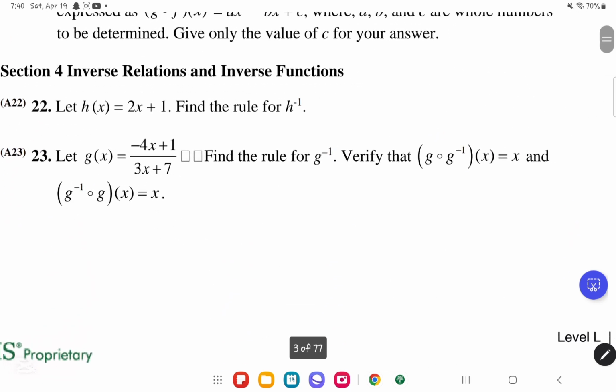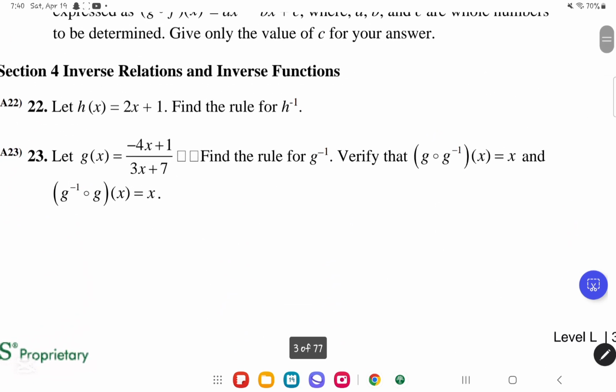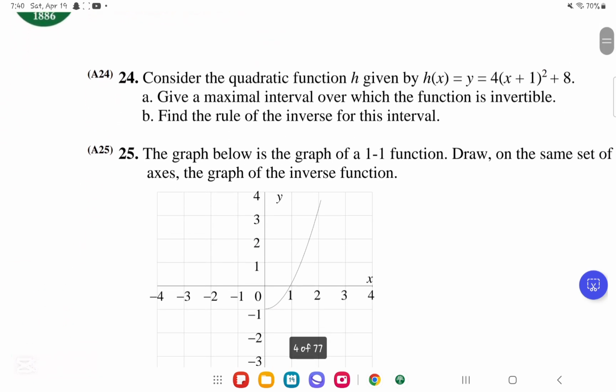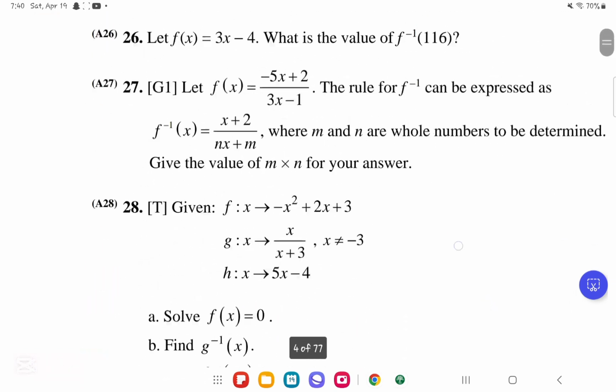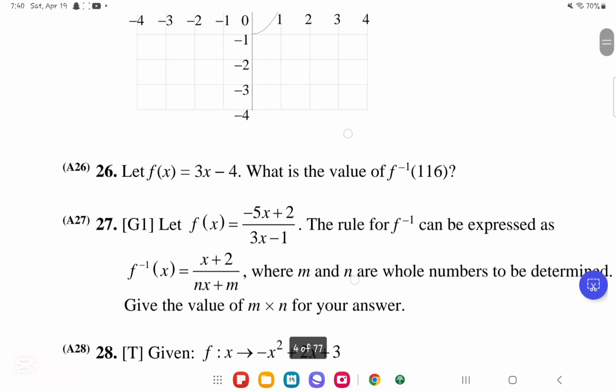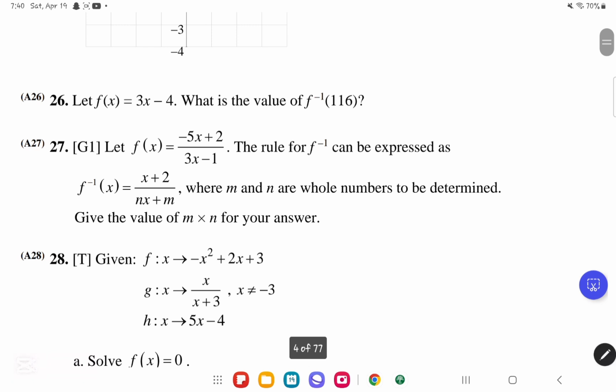Okay, we move on to section 4. In section 4 we have questions. Let me just check. Questions 27 all the way until question 33. Okay? So let us start first with question number 27. They said let f(x) equal to (minus 5x plus 2) over (3x minus 1), where the rule for f inverse can be expressed as this, where m and n are whole numbers to be determined. Find the value of m times n.